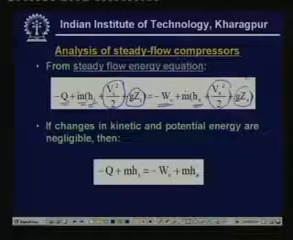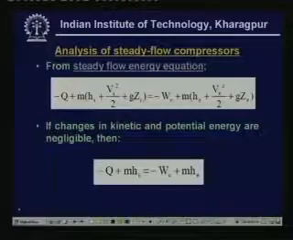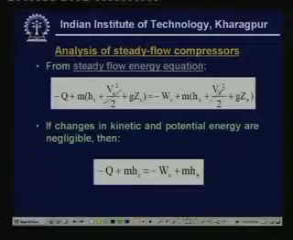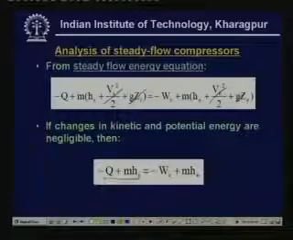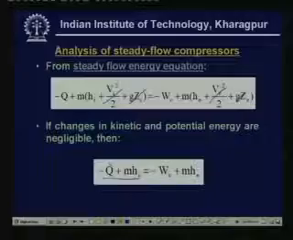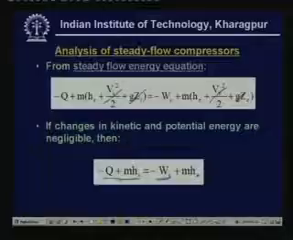If you assume that the potential and kinetic energy changes are negligible, that means this is almost the same as this and this is almost the same as this, then we can drop these terms, and the equation becomes simply like this. Q, as I said, is the heat transfer rate from the compressor, and W_c is the power input to the compressor.